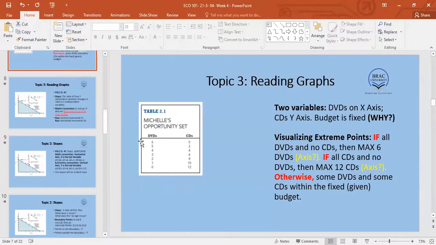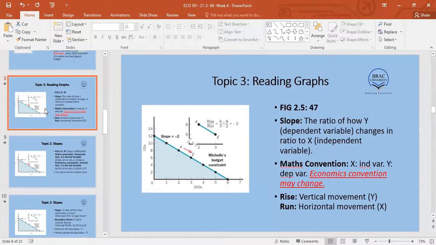But you are observing that if we sacrifice 1 unit of DVD, we get 2 CDs. If we sacrifice another unit of DVD, we again get 2 CDs, right? See, 2 plus 4, 6, 8, 10, 12. And on this side it decreases by 1 each time, right? Yes, sir. Okay, lovely. Now we look at this in the graph.